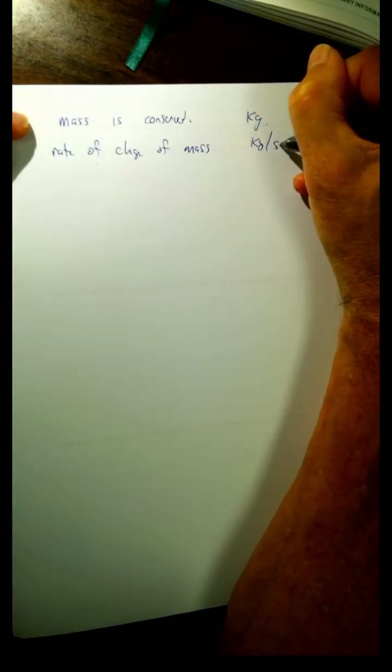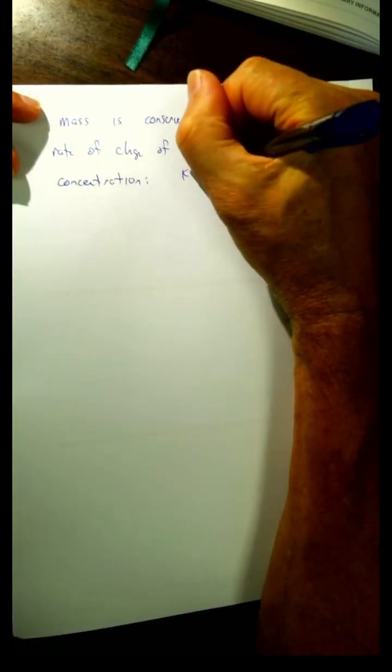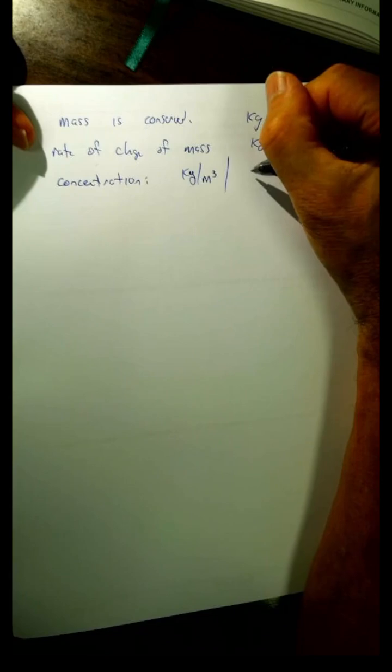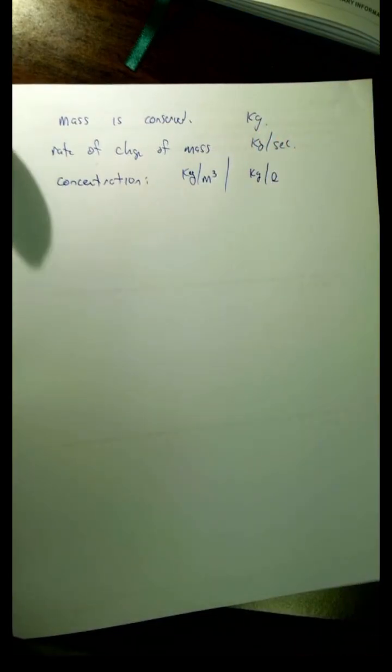So we have mass is conserved. So these are units of kilograms. We're going to have rate of change of mass. That's going to be kilograms per second or kilograms per hour or whatever units are appropriate, but it's kilograms per time. We also are going to work with concentration. And this is where it's going to get tricky. Concentration is number of kilograms per volume, which is kilograms per meters cubed. Okay, or we're going to be looking at it as kilograms per liter.